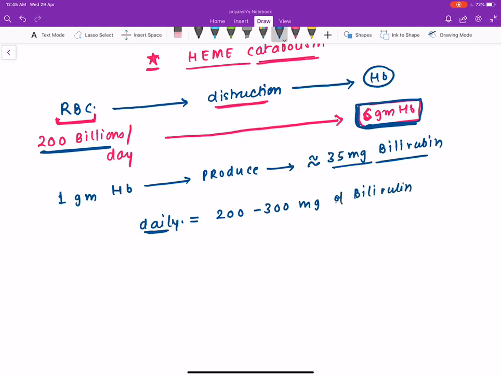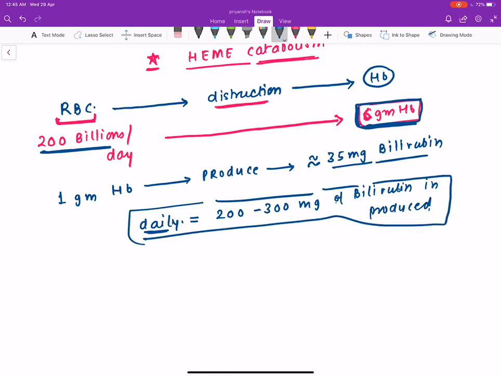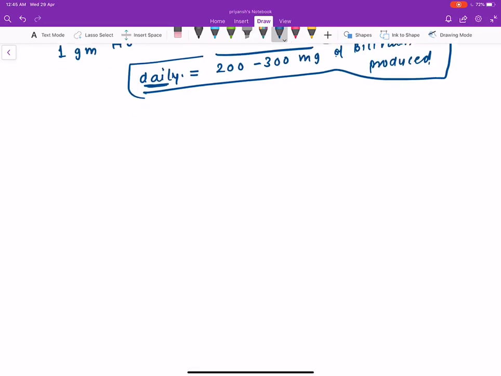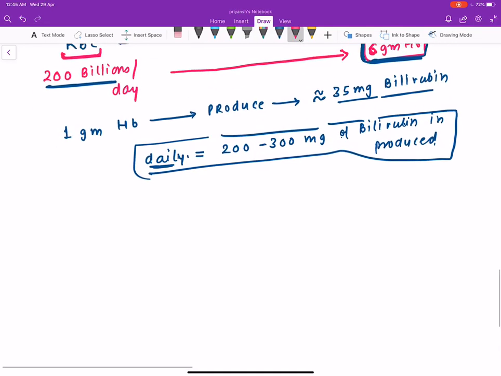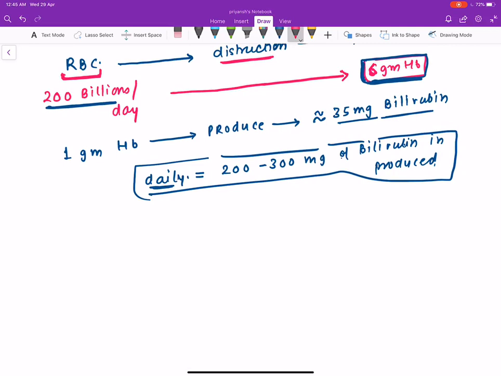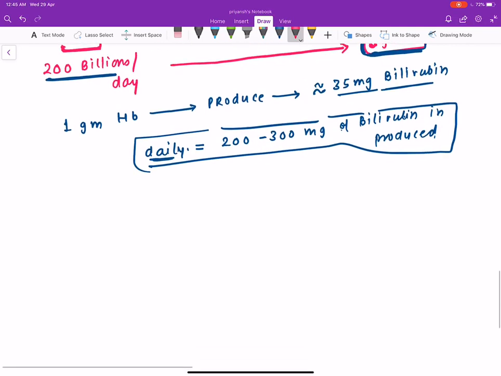Bilirubin is produced because 1 gram produces 35 milligram. So we have 6 grams of free hemoglobin, and I can say it will generate around 200 to 300 milligram of bilirubin every day. So this was the mathematical aspect. Let's see the reaction part, how hemoglobin will convert into bilirubin.